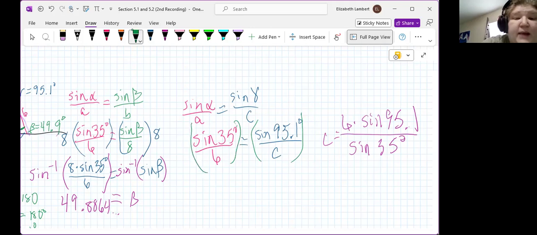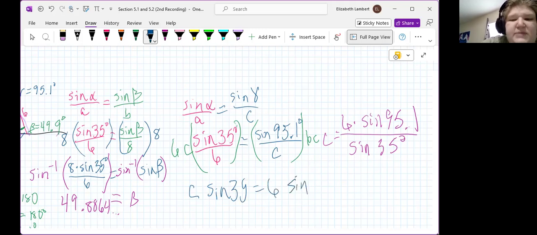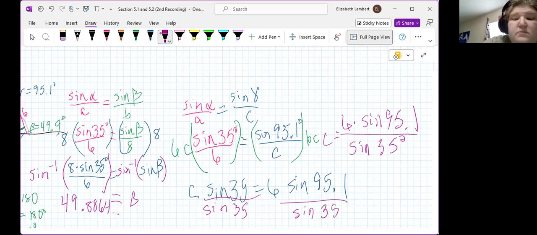So if I multiply by my common denominator, 6C, I get C times the sine of 35 equals 6 times the sine of 95.1. And then I just divide by the sine of 35 on both sides. And there is what C equals, and now we can actually crunch that up in the calculator.